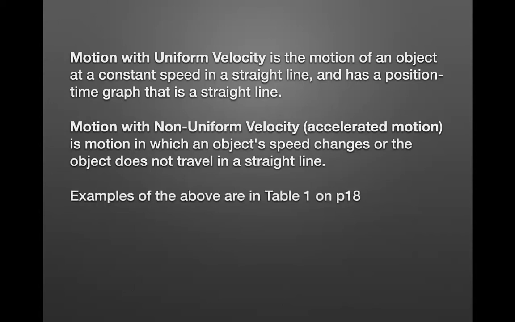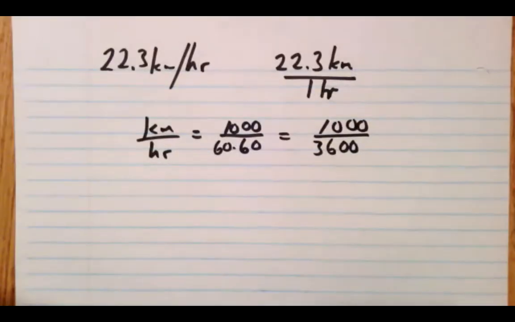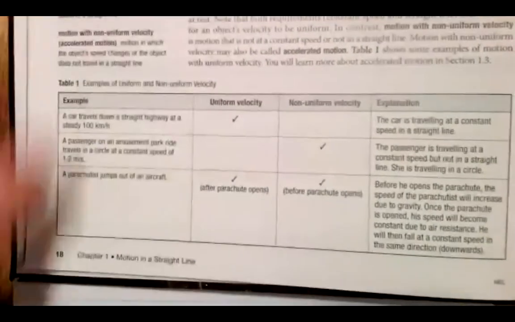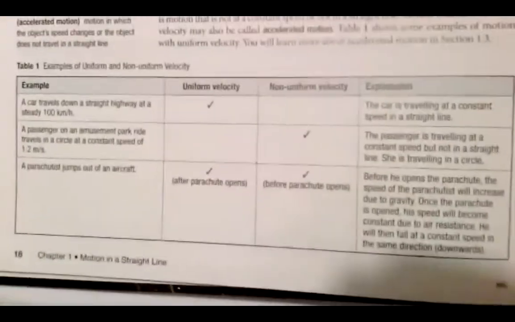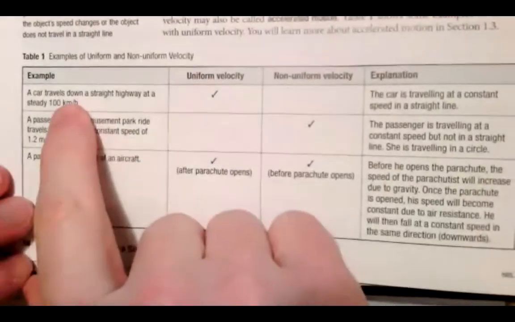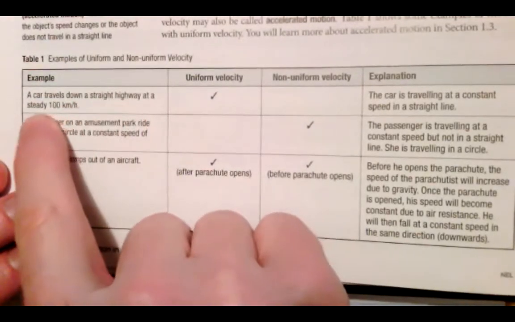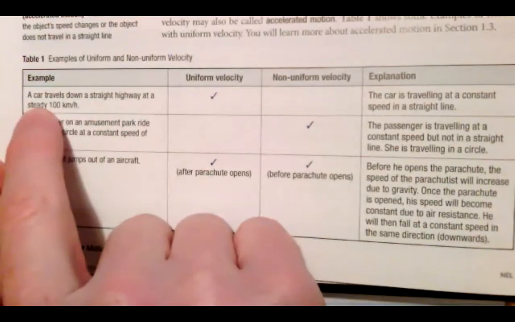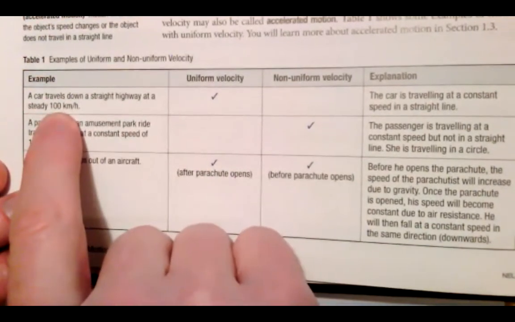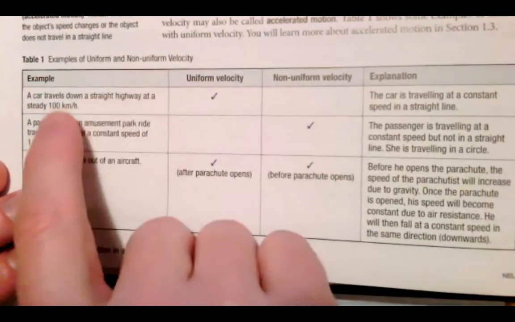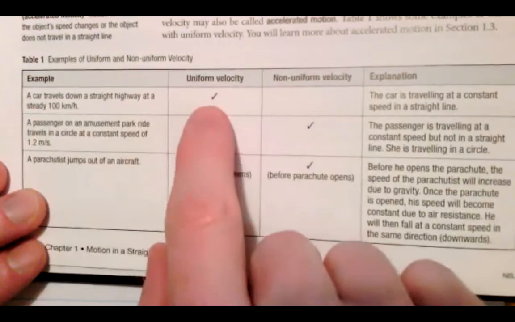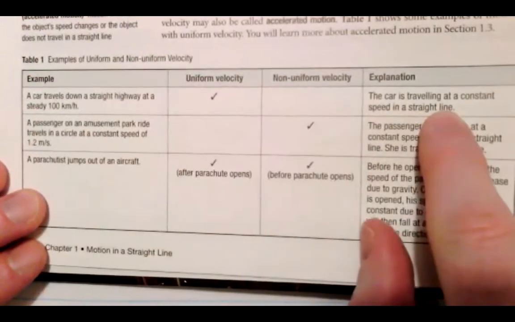It says examples of the above are in table 1 on page 18, so we might as well have a look at that. There's this table at the bottom of page 18. A car travels down a straight highway, so it's not changing direction at all, at a steady 100 kilometers an hour. The direction is not changing, and neither is the speed. That's uniform velocity. Constant speed in a straight line.